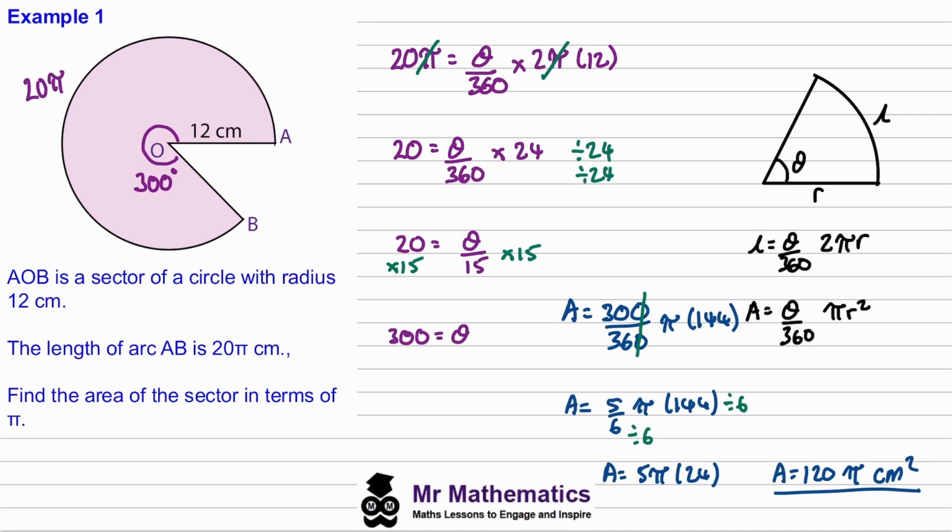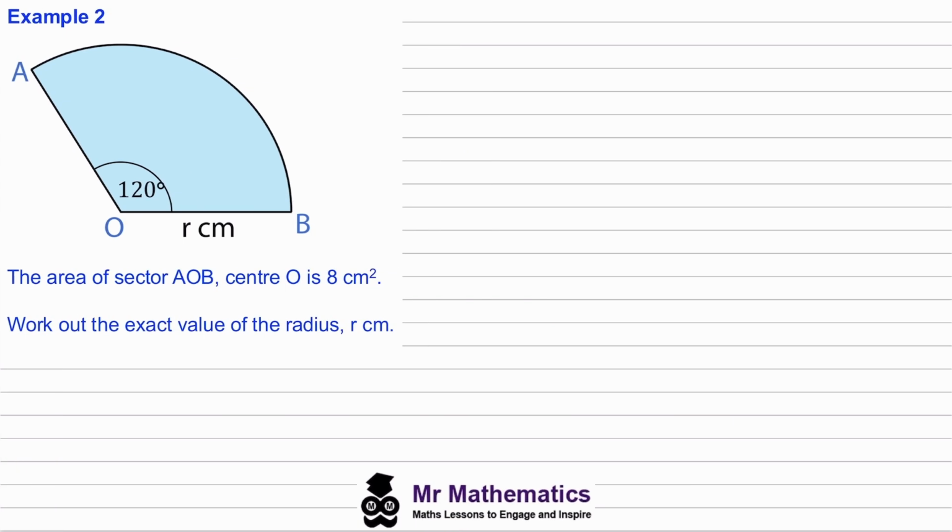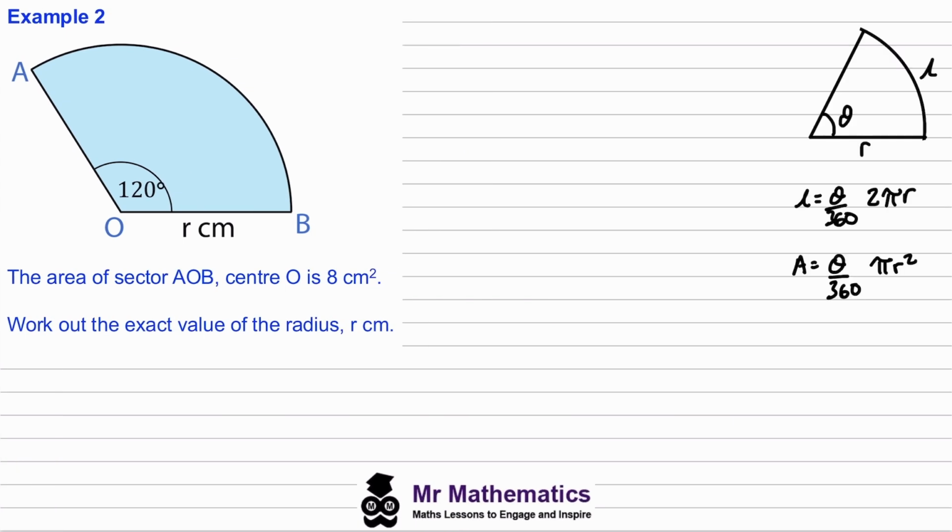Let's try example 2. So in example 2, we're given the area of a sector is 8 centimeters squared, and we're given the angle theta as 120. We need to work out this radius. So perhaps you want to give this question a go. You can pause the video and come back when you're ready.